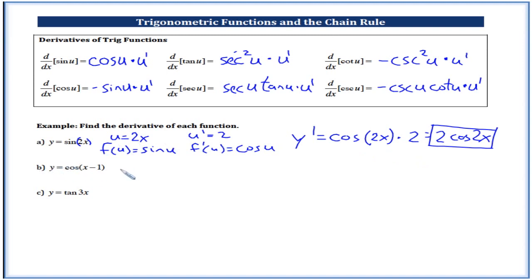So let's go ahead and try letter B. So y prime. Here we have cosine of a function, so the derivative is going to be negative sine of that function, x minus 1, times the derivative of x minus 1. So all in all, the derivative of x minus 1 is just 1. So we're left with negative sine of x minus 1.